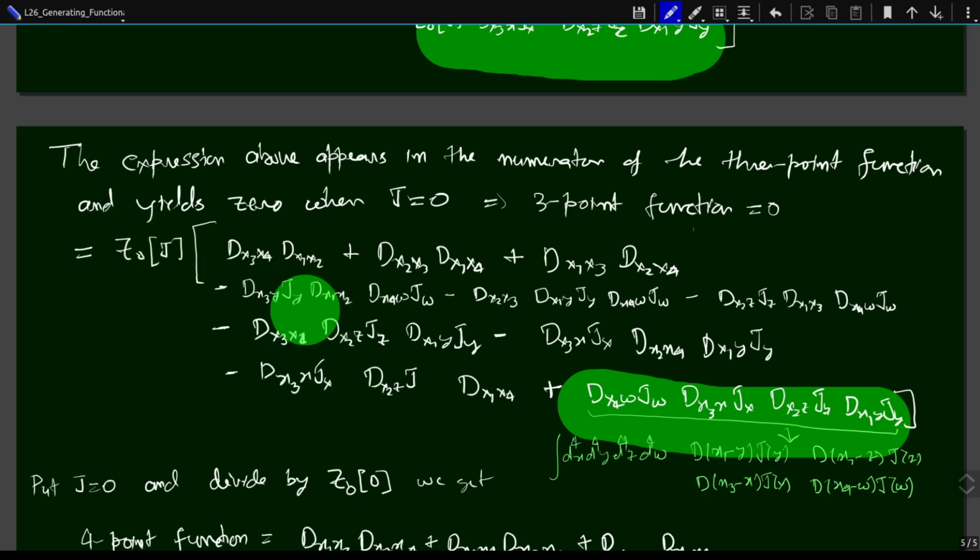So I am interested only in those terms here where both the derivatives act on these j's. And for the first line, when there are no j's hanging around, both the derivatives must act on z0 of j. One derivative will act here, and then one derivative will act on the result of it, which is like acting both derivatives on this guy.